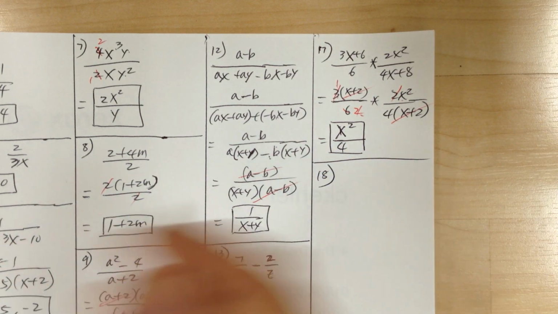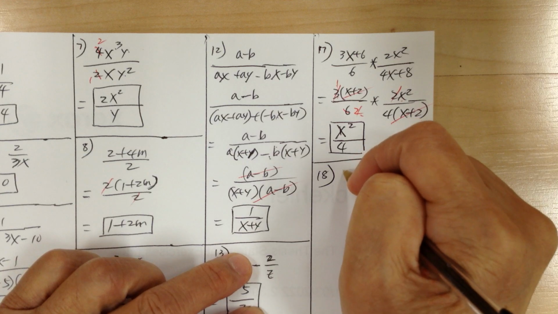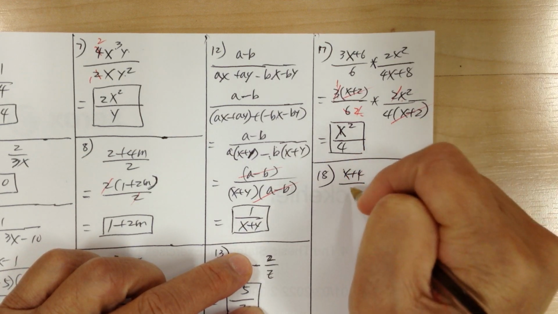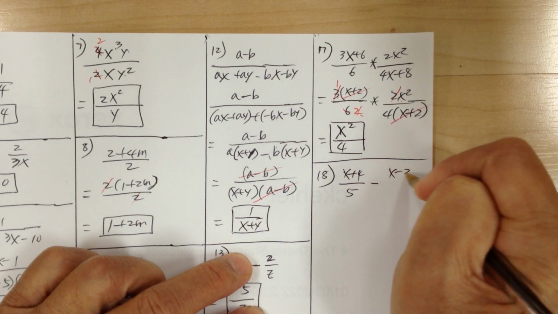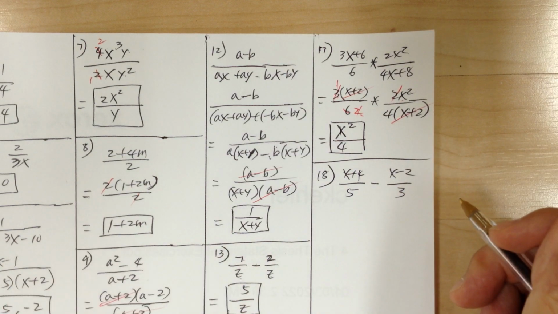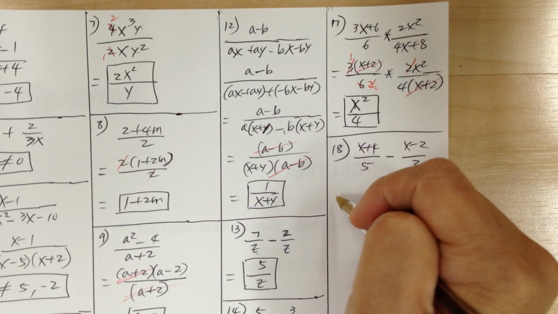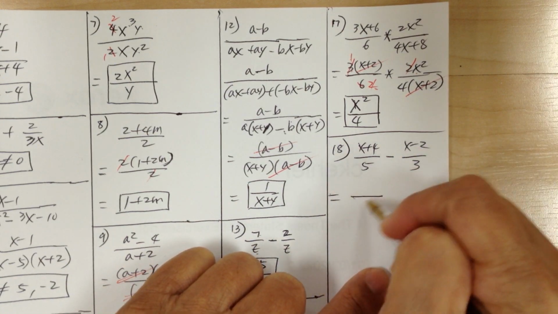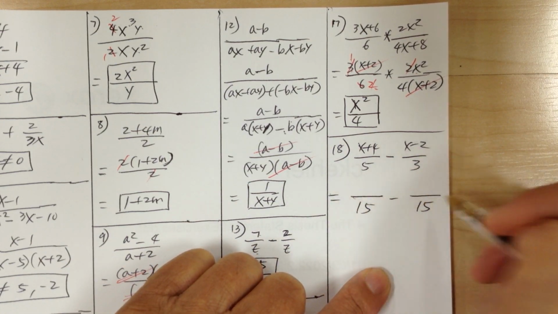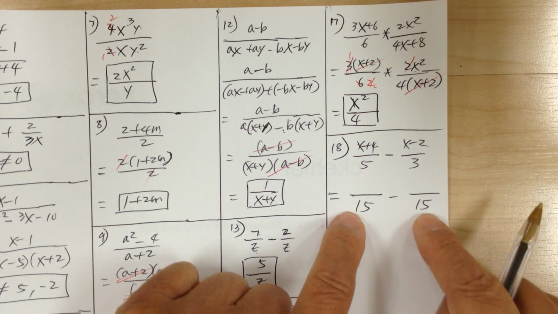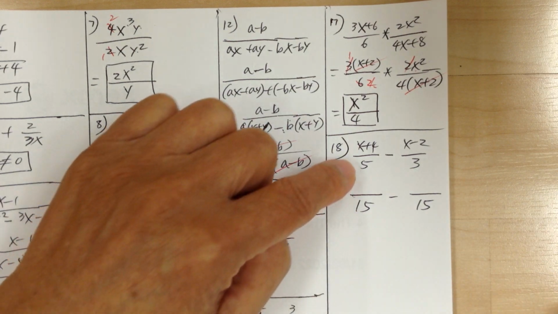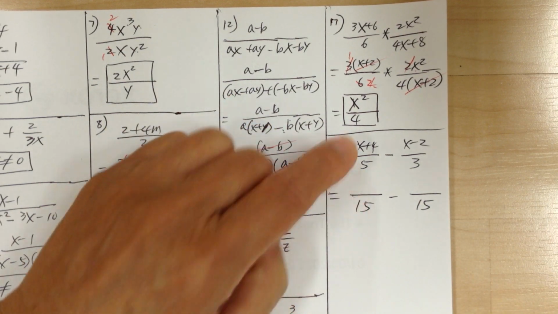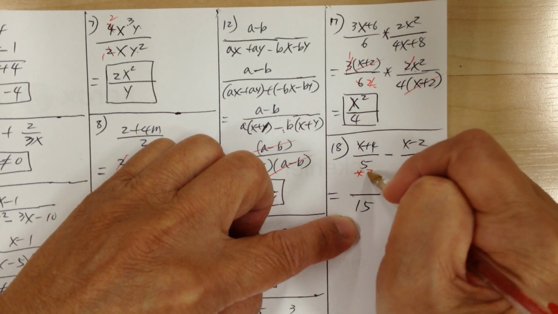Okay, number 18. You have x plus 4 over 5 minus x minus 2 over 3. Again, when you add or subtract fractions, you need to get a common denominator. So 3 and 5, the common denominator is 15. So get your 15 ready. Then you have to figure out how you're going to get from here to here. So from here to here, you need to multiply by 3.